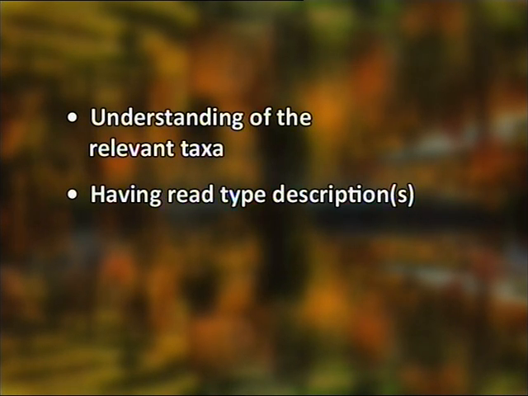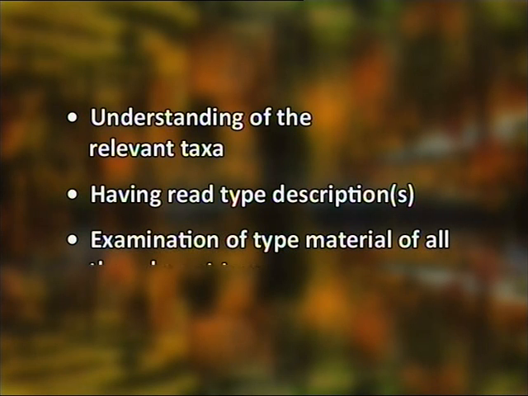Now we come to the type method. When identifying material, a taxonomist attempts to apply a taxon name to a specimen or a group of specimens based on, number 1, his or her understanding of the relevant taxa, and number 2, having read the type descriptions and examined all the type materials of those relevant taxa. If there is more than one Neotype specimen that all appear to be the same taxon, then the oldest name takes precedence and is considered to be the correct name for the material in hand.